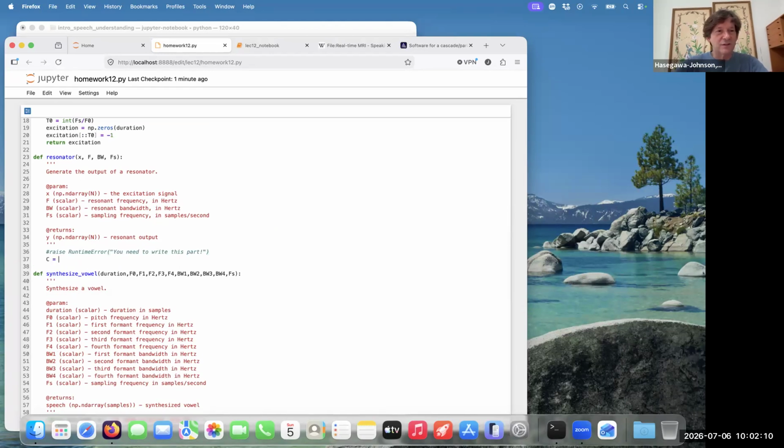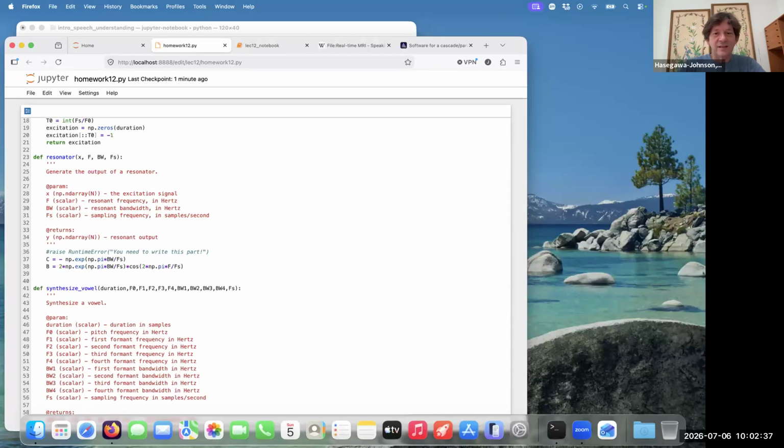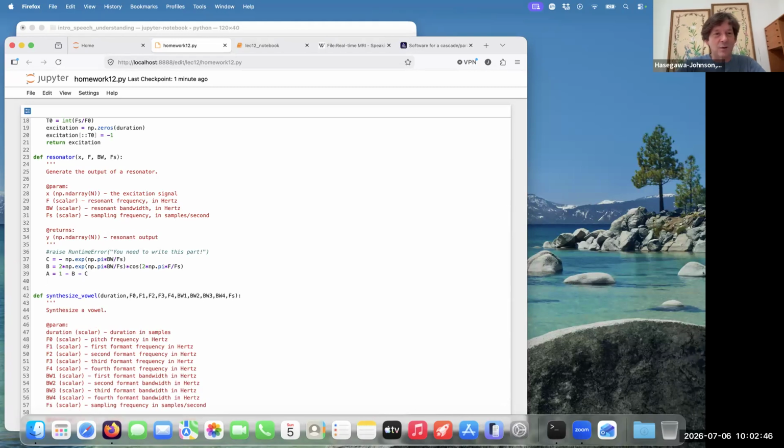Let's see if I can remember these coefficients without having to look them up. I think C is negative exponent of pi times the bandwidth over Fs. And I think that B is equal to 2 times e to the negative pi times bandwidth over Fs times the cosine of 2 pi times the formant frequency over Fs. If I get those wrong, then I'll go back and fix them. We'll be able to tell because if I get them wrong, then it will sound like nothing. But let's try it and just see if it works.